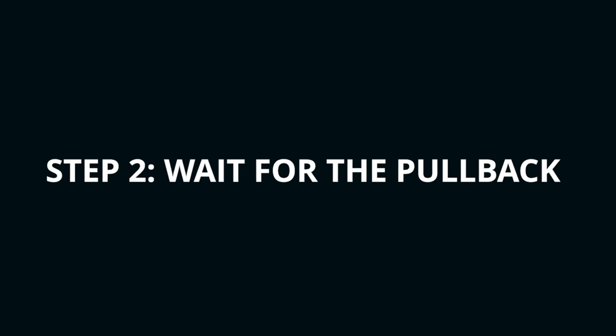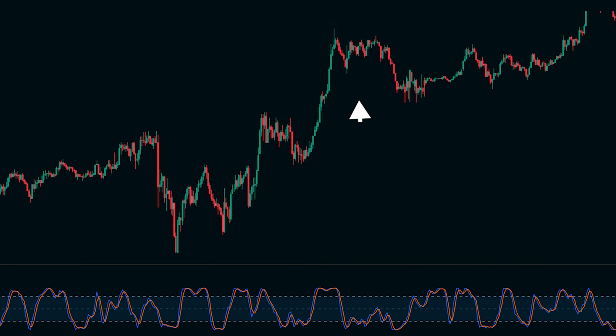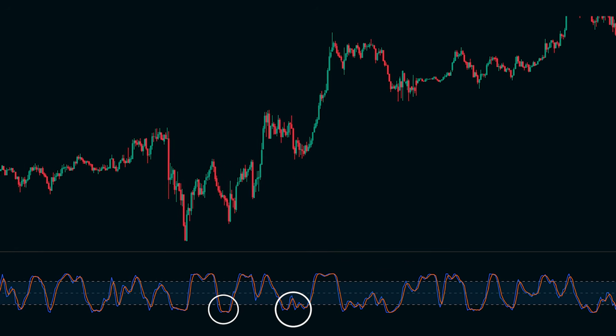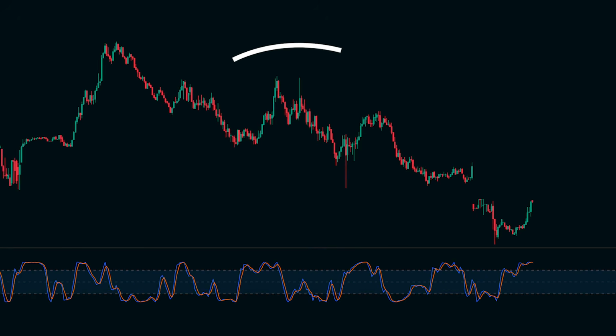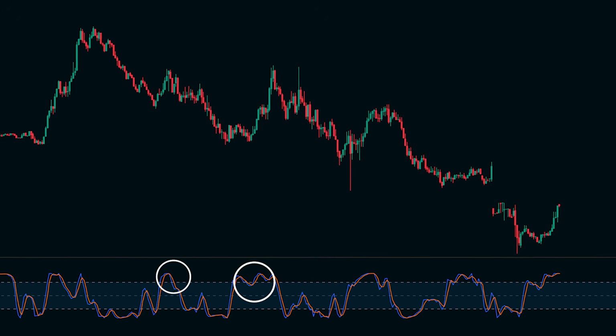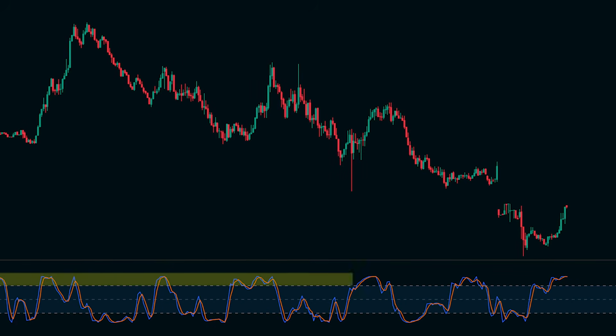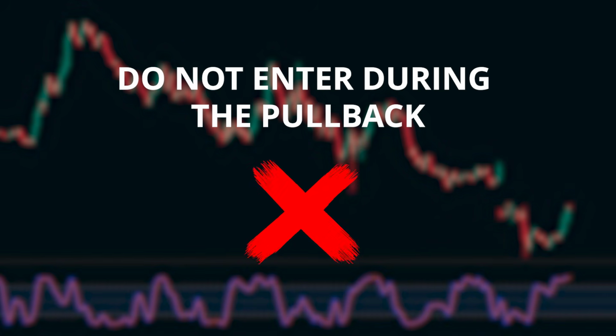The second step is to wait for the pullback into the extreme zone. In an uptrend, we wait for stochastic RSI to pull back down into the oversold zone, below 20. In a downtrend, we wait for stochastic RSI to rally up into the overbought zone, above 80. Do not enter during the pullback. We are waiting for the crossover.